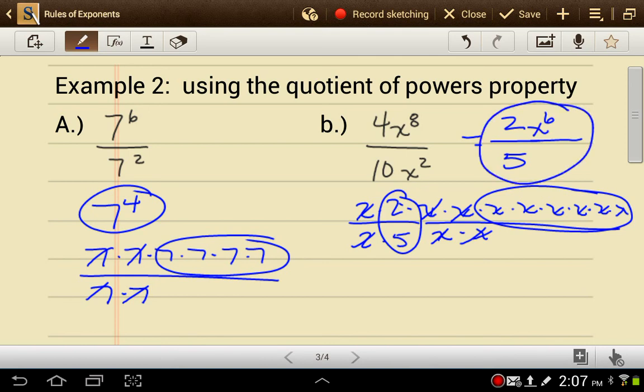And now you should be able to do these much quicker because you don't have to write them out and simplify them. You can just subtract the exponents. Okay? They have to have the same base. I couldn't do that with the 4 and the 10, but the x's have that base of x. Okay? All right, I'm going to go to my next slide.